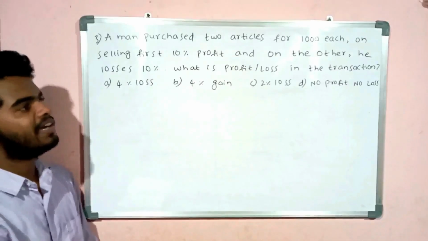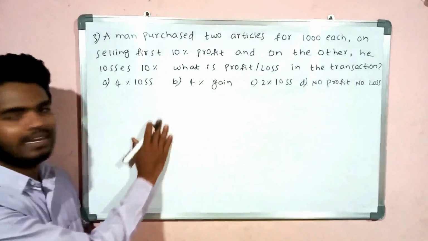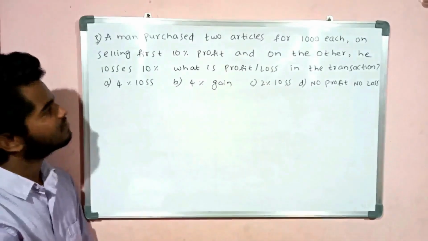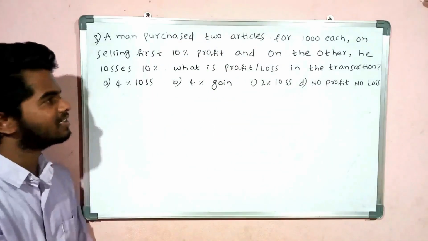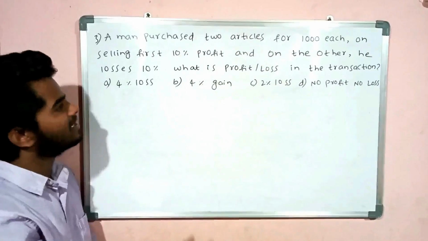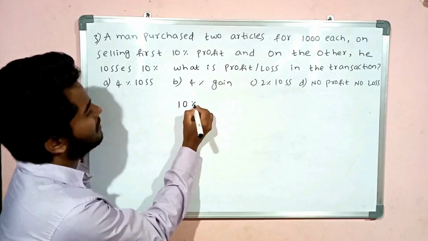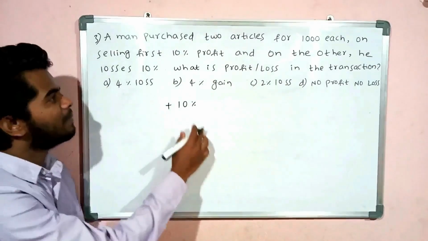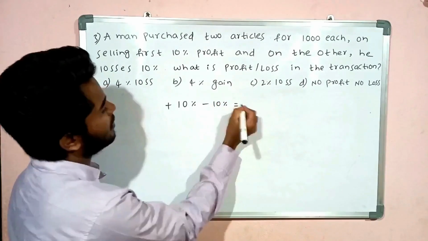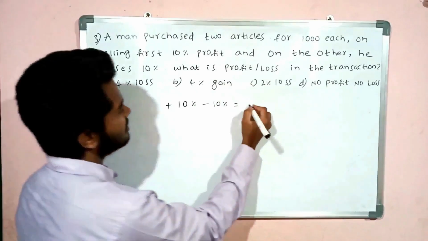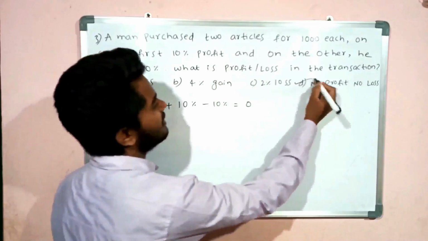A man purchased 2 articles for 1,000 each. On selling the first he makes 10% profit, on the other he makes 10% loss. What is the profit or loss in the transaction? The cost price of the 2 articles is the same. One is 10% profit, plus 10%, and the other is 10% loss, minus 10%. Plus 10% minus 10% is 0. So overall transaction is no profit, no loss. Option D.